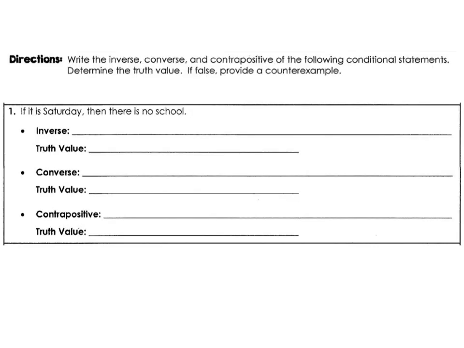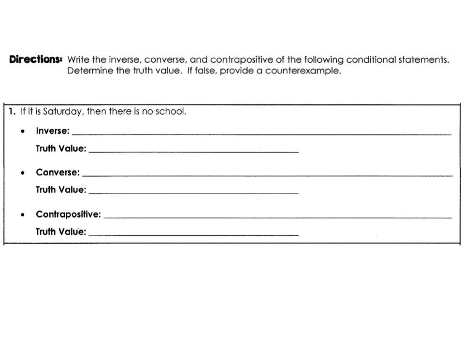All right, so example number 1, our directions are to write the inverse, converse, and contrapositive of the following conditional statement. We also want to determine the truth value of each of the inverse, converse, and contrapositive. And if it's false, remember we have to provide a counterexample. So let's start with number 1. It says, if it is Saturday, then there is no school.